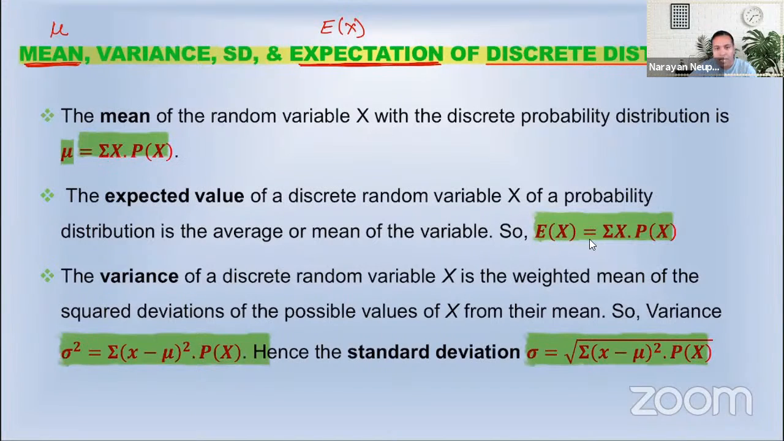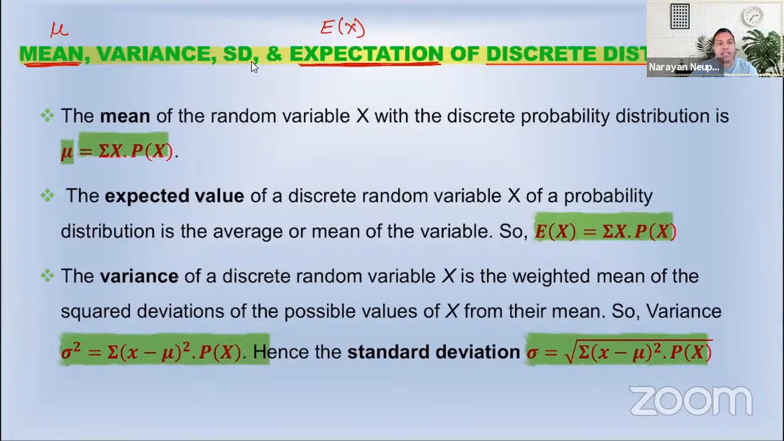Similarly, for the expected value, you will see the same thing. Expected value is the sum of x times p of x. That's why, although they look different, they are exactly the same thing. Okay, so make sure you highlight this formula because you'll be using this formula over and over again.